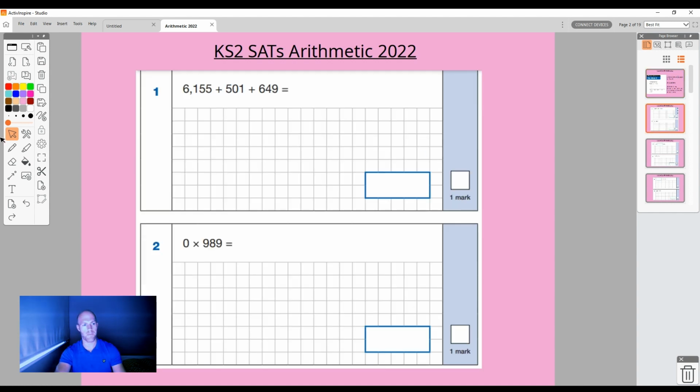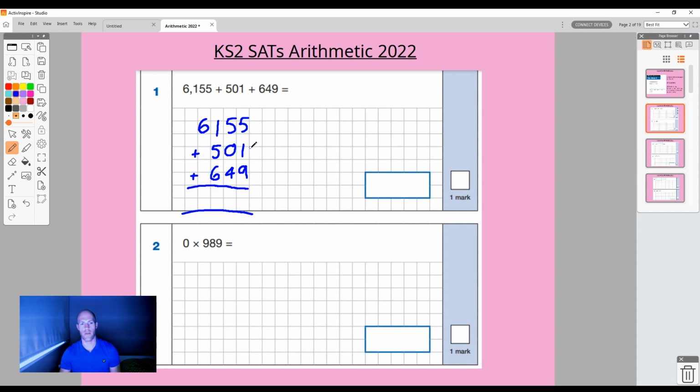So here we go. First things first, question 1: 6,155 add 501 add 649. I can see this 1 is going to go with this 49 to make 650. We could just draw it all out as a column addition. That would be absolutely fine. 6, 1, 5, 5. Make sure you're lining things up properly. I'm just going to give myself a bit more room. 501, 649.